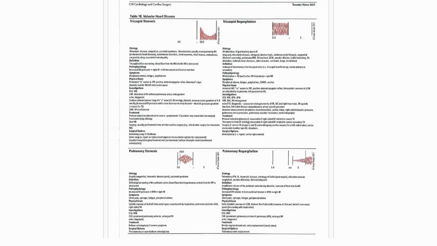Pulmonary stenosis. Moving to the lower section of Table 18, we have pulmonary stenosis. Etiology. Pulmonary stenosis is usually congenital. Less common causes include rheumatic disease and carcinoid syndrome. Pulmonary stenosis refers to narrowing of the pulmonary valve, obstructing blood flow from the right ventricle into the pulmonary artery. Physiology. The obstruction increases right ventricular pressure, resulting in right ventricular hypertrophy and progressive right-sided heart failure.